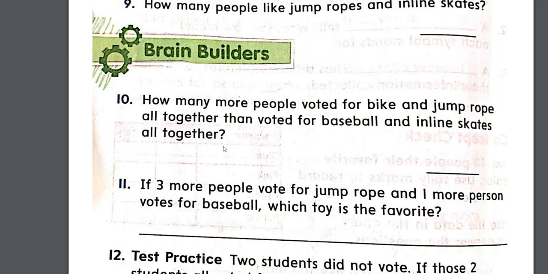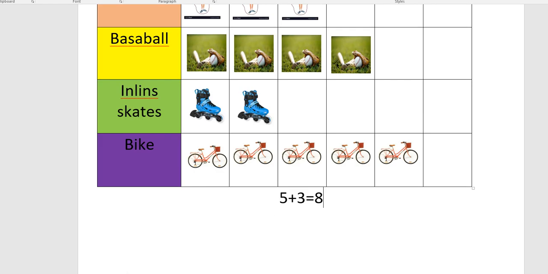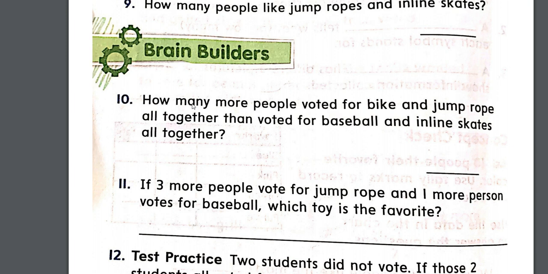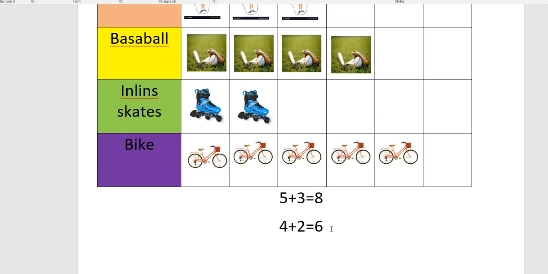This is the first part of the question. The second part is, then voted for baseball and inline skating. For baseball and inline skating together, how many? 4 plus 2. 4 plus 2 equals how many? Yes, 6. Now, you are asked how many people voted for bike and jump rope more than the ones who voted for baseball and inline skating. Here, the first one is 8 and the second is 6. Those are more than those with how many votes? So here we use the difference. We subtract the two numbers. 8 minus 6 equals, and you write the answer here.